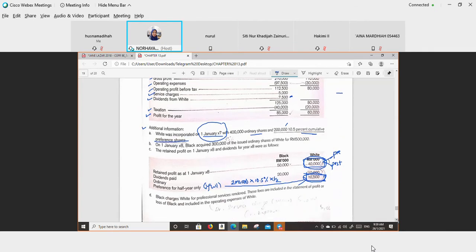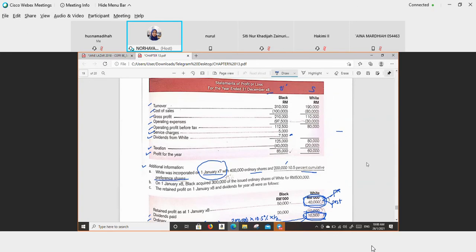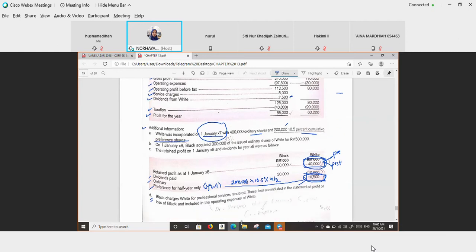Saya dah bagi tahu banyak kali. Okay, and then D. Tengok D. Apa lagi? D. Ini dividend paid, ordinary and preference. Okay, Black charge White for professional service rendered. Okay, tengok ni Black, ni White. Dia kata dia ada professional charges of Black. Black ni ada provide professional service to White. So the fees are included in the statement of profit or loss of Black and included in the expenses of White. So meaning Black and White already record the transaction in its own profit or loss.